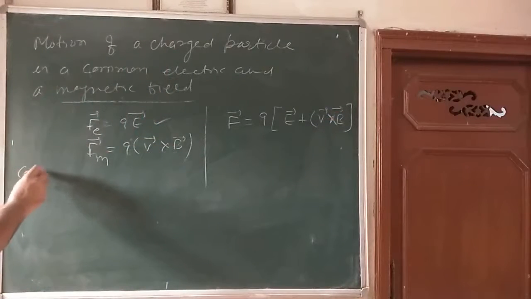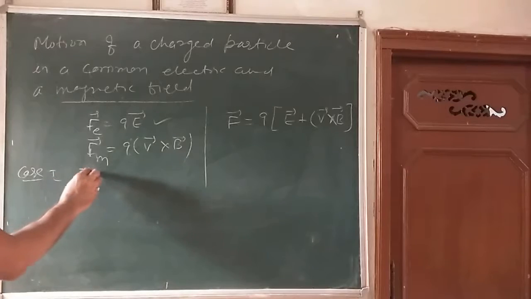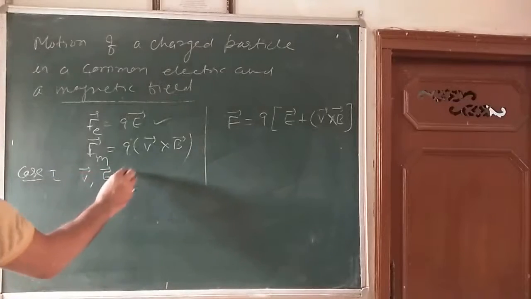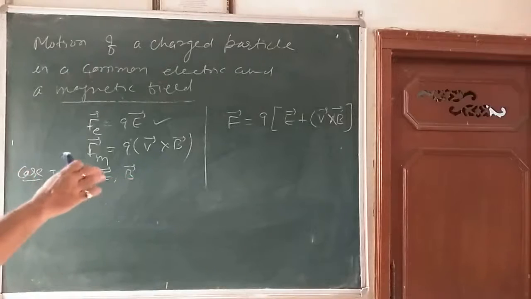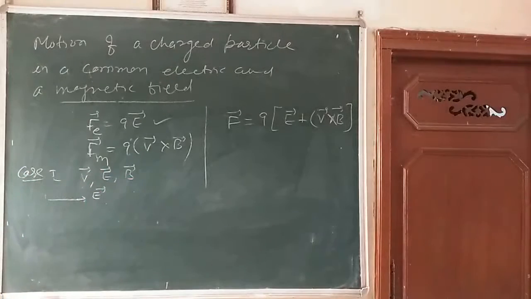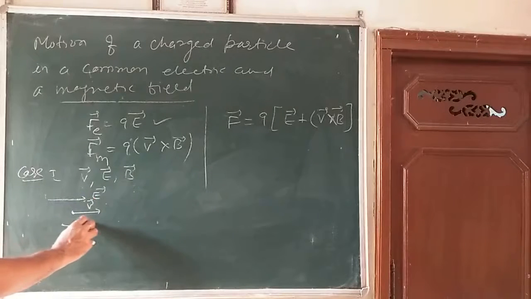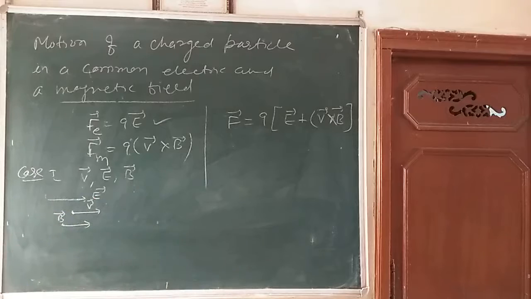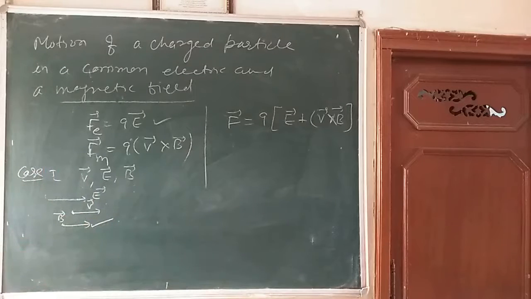Now again we take case first. Suppose v, E and B, that is the motion of the charged particle, the electric field and the magnetic field, all three are collinear. Suppose E is in this direction, the velocity of the charged particle is in this direction and the magnetic field is in this direction. And the particle is moving parallel or anti-parallel to the magnetic field.